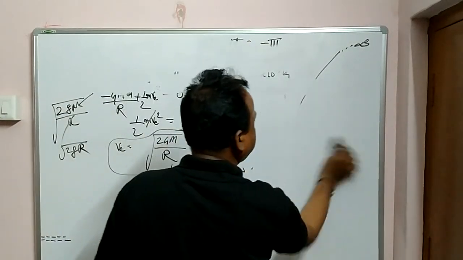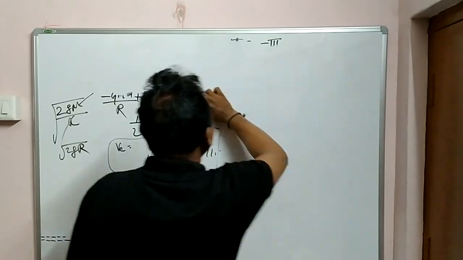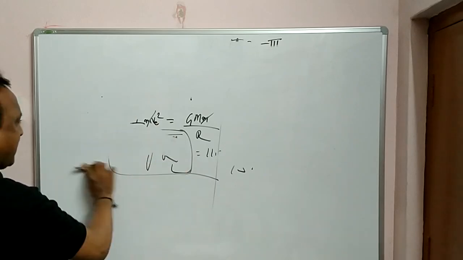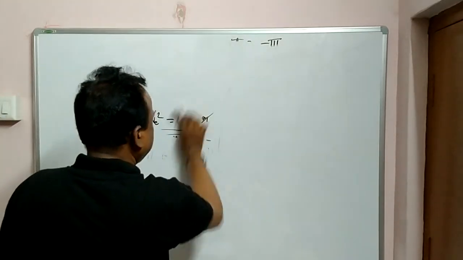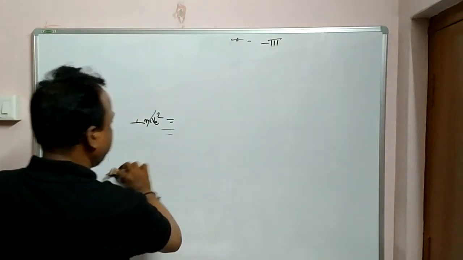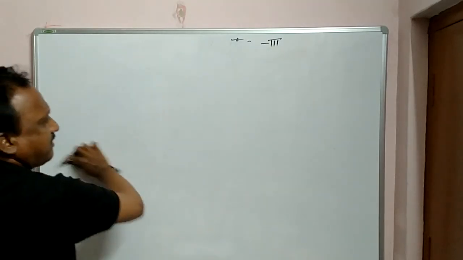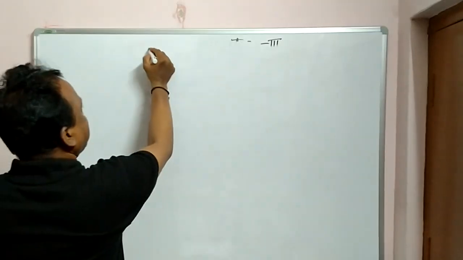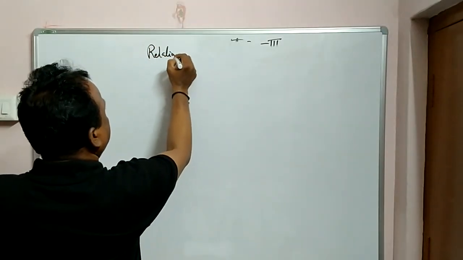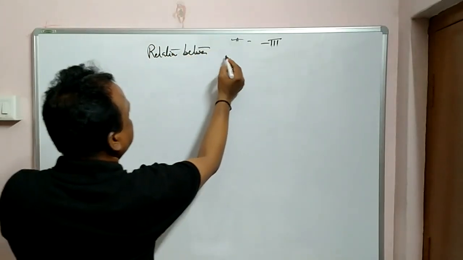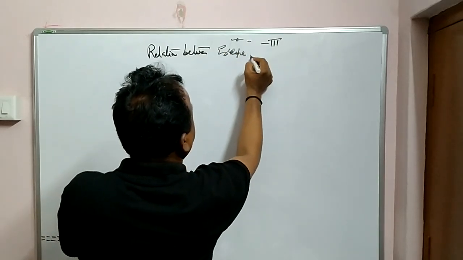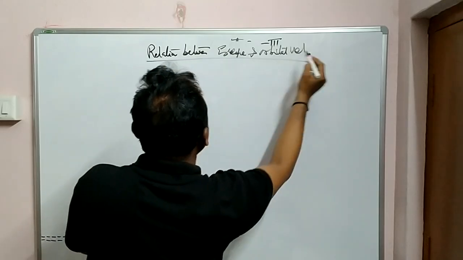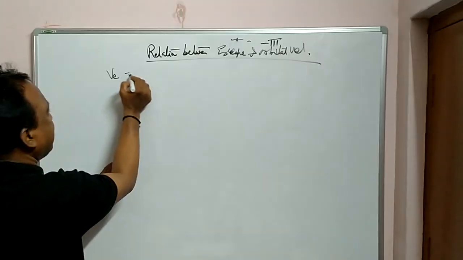Now let us go to the relation between escape and orbital velocity, because in the examination bit questions they are asking. We will try to find the relation between escape and orbital velocity. Just now we have dealt what is escape velocity.